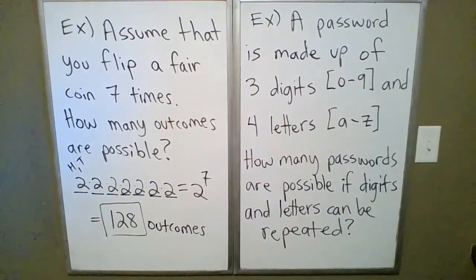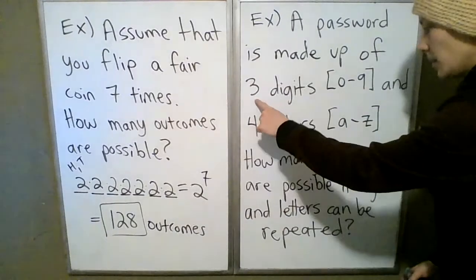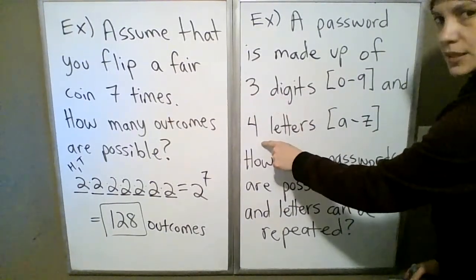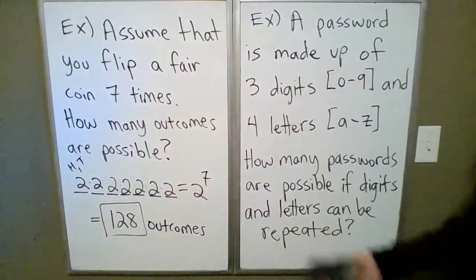Cool. So first is we need a place for 3 digits and then a place for 4 letters. So I'm going to draw my little spaces.